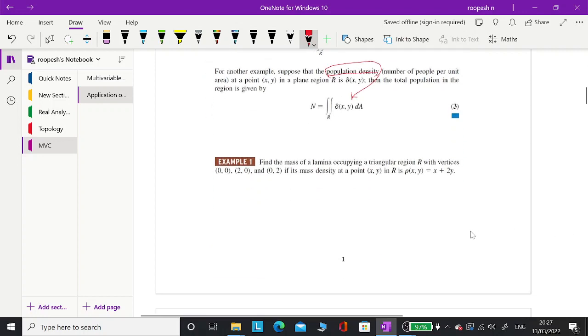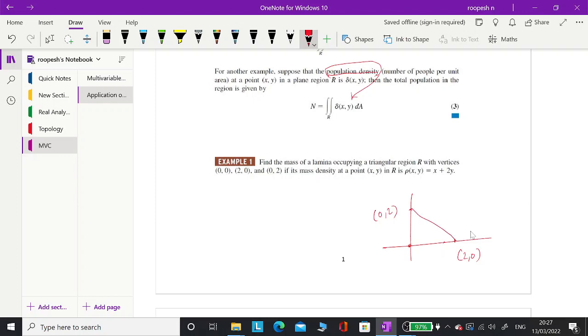For example, we are given a problem. Find the mass of a lamina occupying a triangular region R with given vertices. So let us plot it. The first vertex is (0, 0), which is the origin. The second vertex is (2, 0), somewhere here. The next one is (0, 2), somewhere here. So our triangular lamina is something like this.